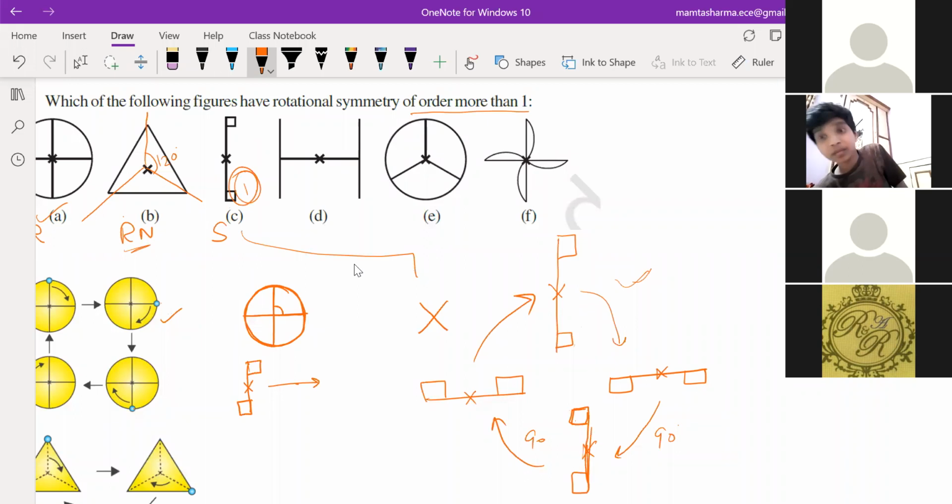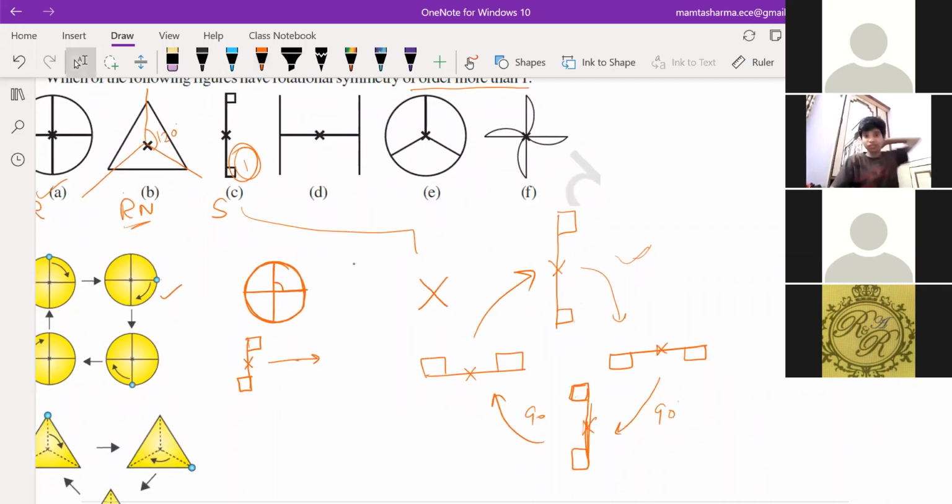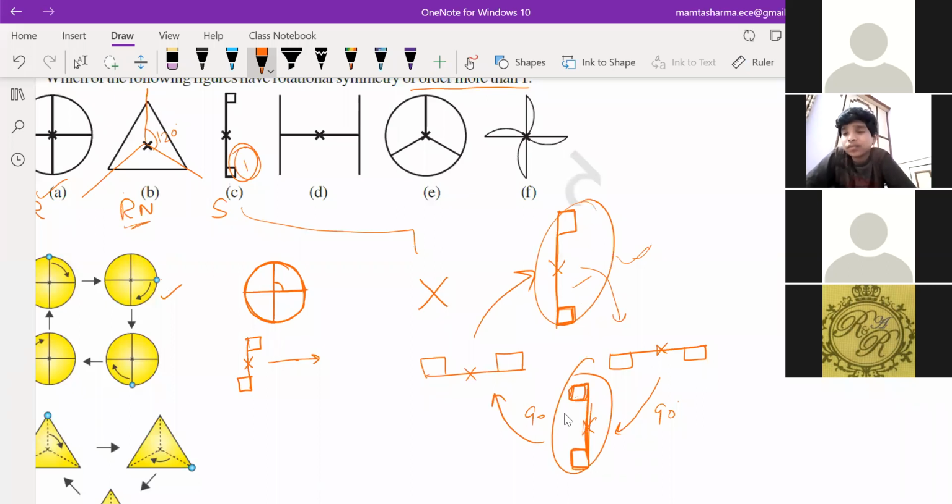And I have a doubt, ma'am. How would it be 1, ma'am? Because see, you draw it. Ma'am, you draw the opposite side. Actually, the squares are on the same side. So in 180 degrees, they will appear on the opposite side. So this is not the same as this one. They both are not the same.